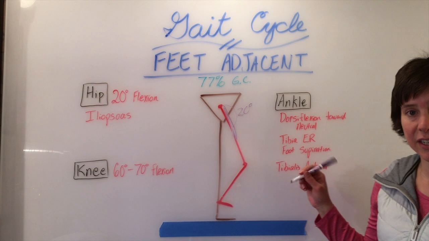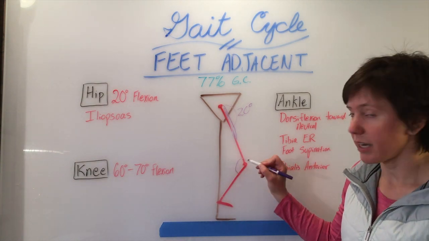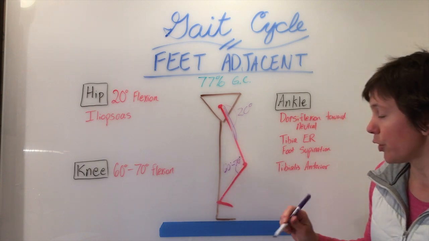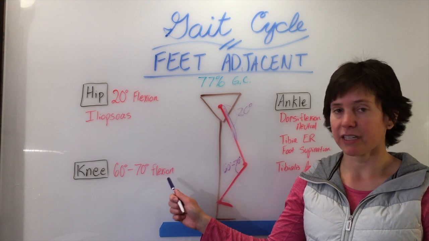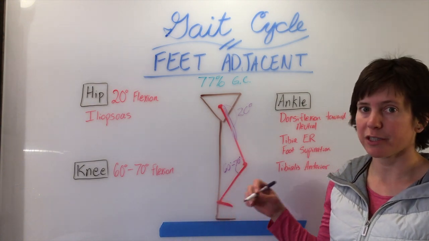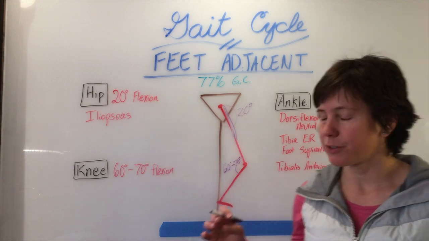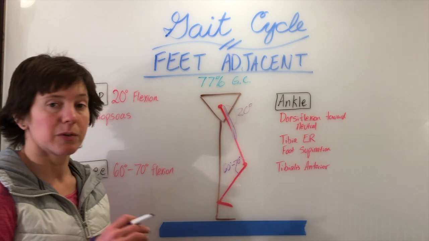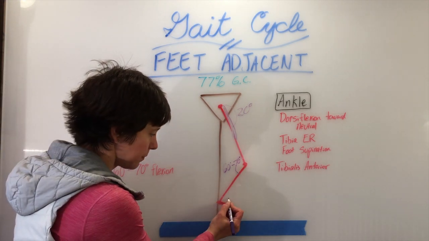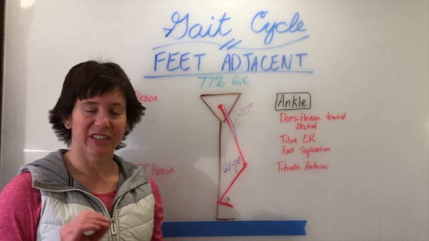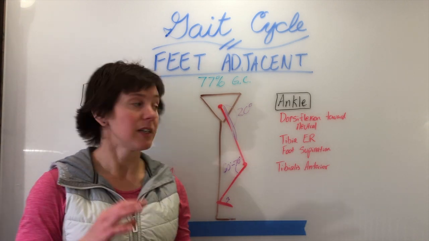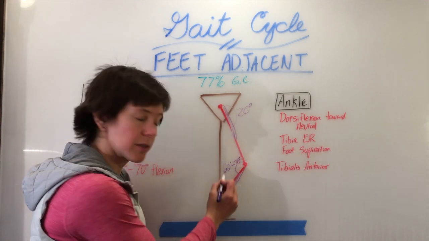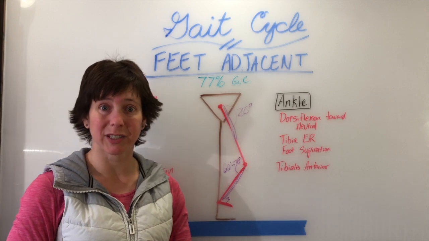The knee is at its max flexion during the gait cycle at about 60 to 70% of flexion. But there are no muscles activated at this time to put the knee into flexion. This is all momentum, gravity-driven movement. The ankle is moving in dorsiflexion towards neutral, and the tibia is externally rotating, which means the foot is supinating, and the tibialis anterior is helping with that dorsiflexion movement to get the foot to a neutral position.